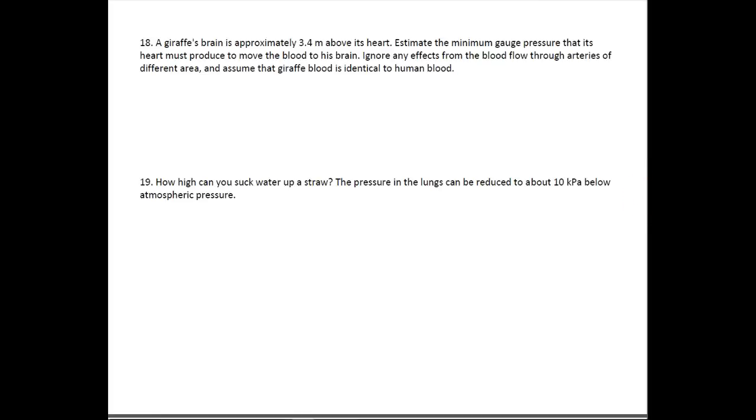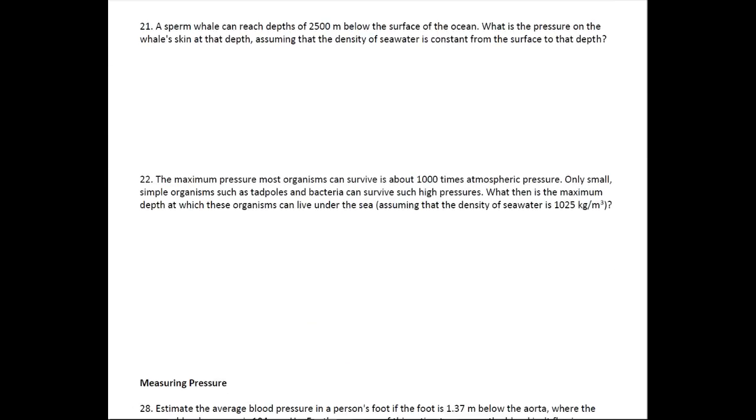Let's go ahead and take a look at the next one, which is number 21. It says a sperm whale can reach depths of 2,500 meters. That's really deep below the surface of the ocean. What is the pressure on the whale's skin at that depth, assuming the density of seawater is constant from the surface to that depth, which it probably is not, but we're going to assume it.